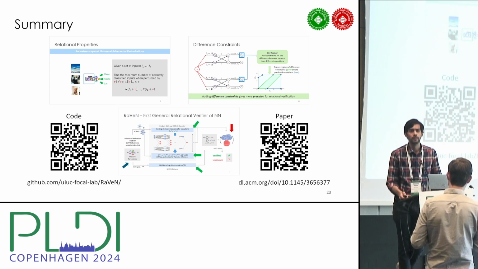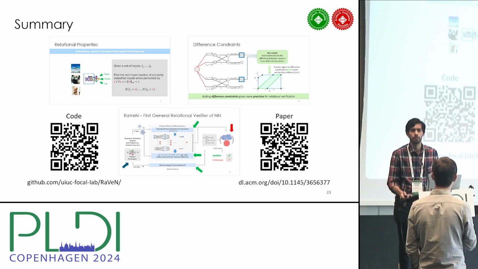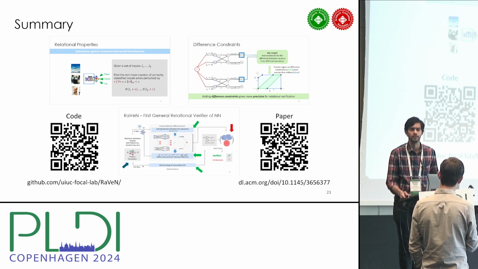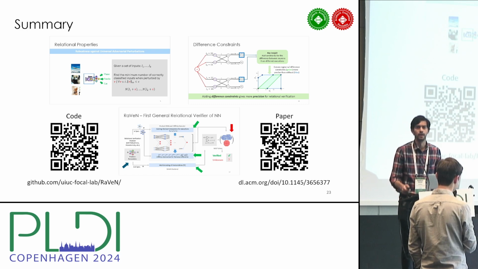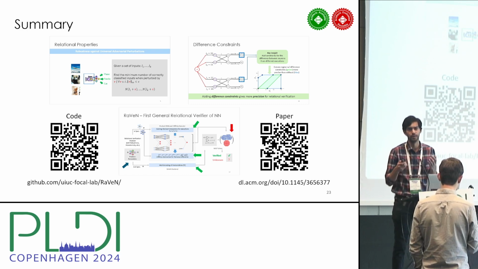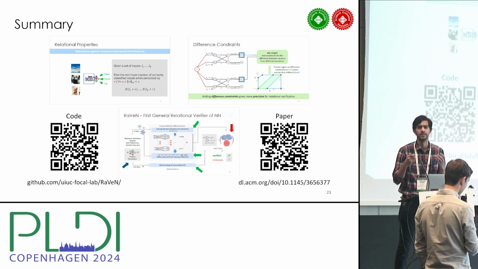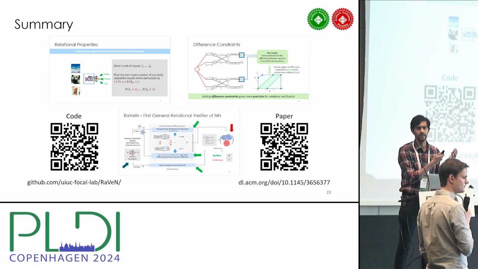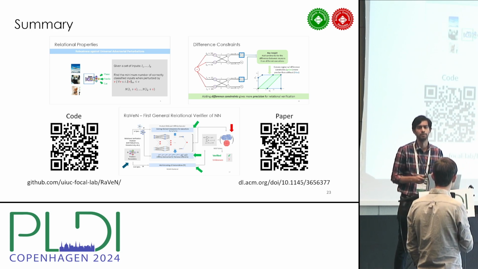Actually, we looked at a couple of other relational properties in the paper. We skipped that for the presentation. Another property that can be verified is fairness. Suppose we want to prove that your neural network's output doesn't depend on some sensitive features like race. That can be exactly encoded in our framework, and it can verify it.